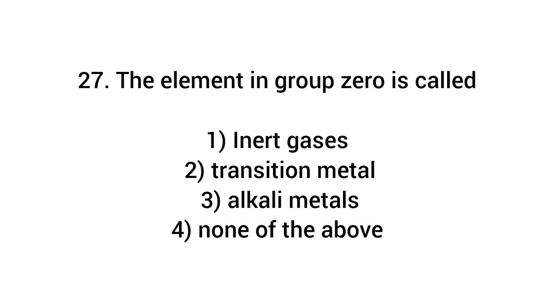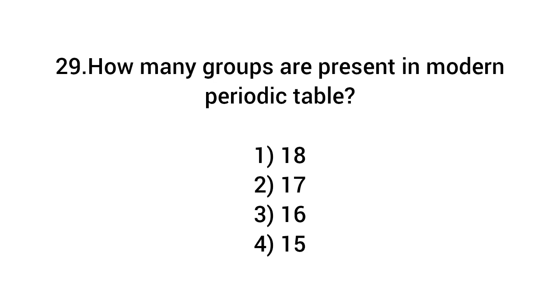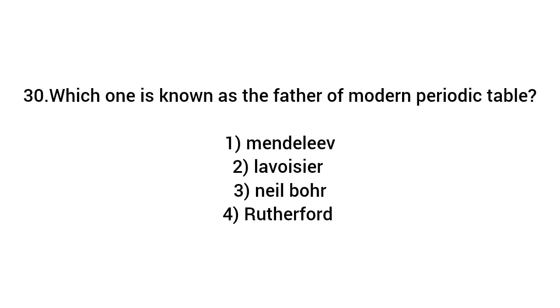The element in group 0 is called, correct option is first, inert gases. Which element has the atomic number 8? Correct option is option 1, oxygen. How many groups are present in modern periodic table? And the correct option is option first, 18. Which one is known as the father of modern periodic table?